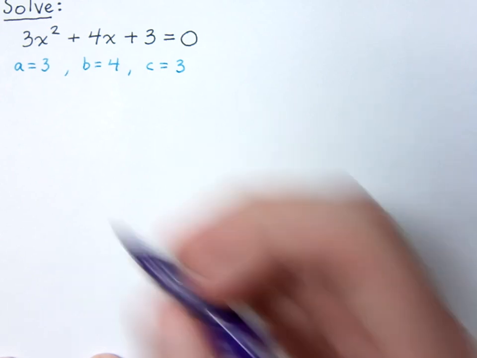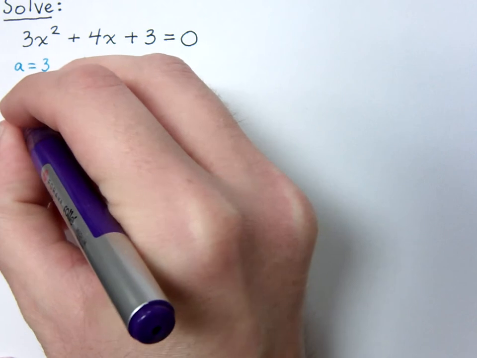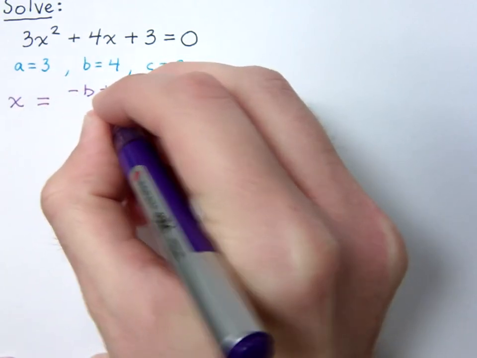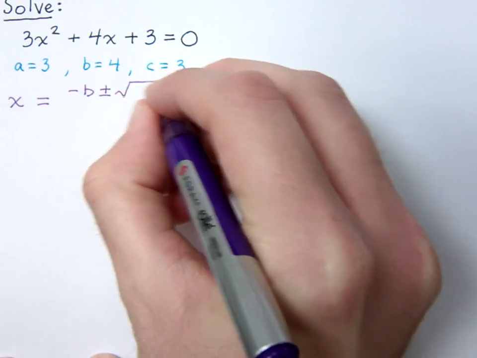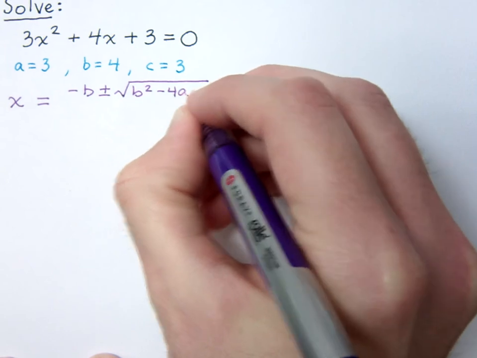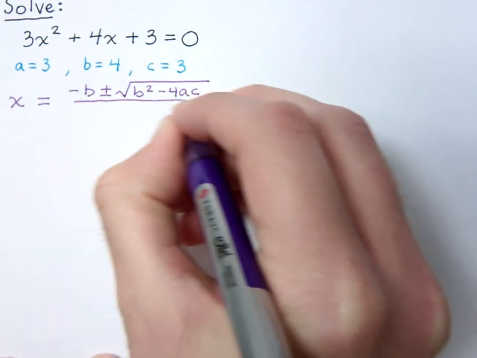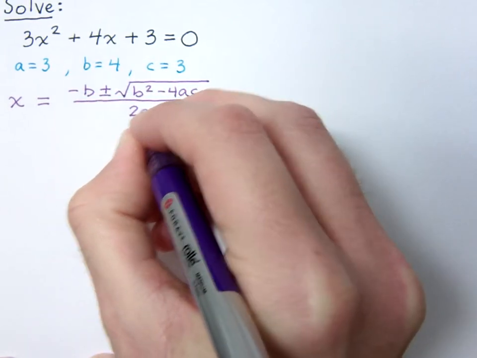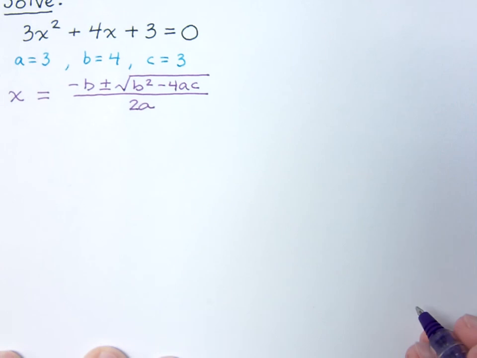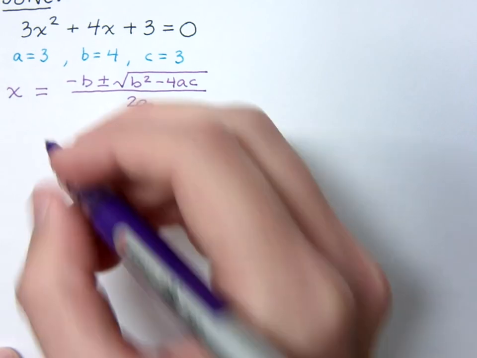Now, remember that your quadratic formula looks like this. You can even sing the song if you want to. X equals -b plus or minus the square root of b squared minus 4ac all over 2a. Anytime you use the formula, you write it down. And now it's just a matter of plugging in the values that we have.